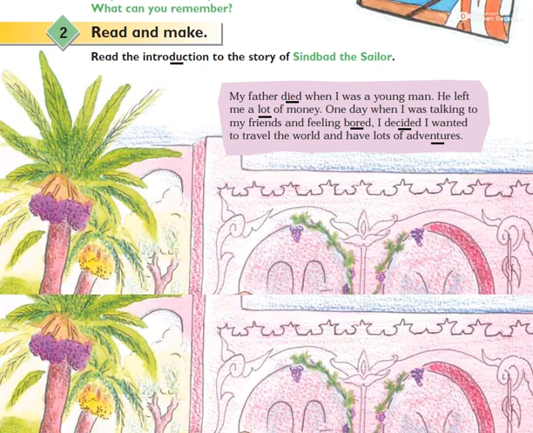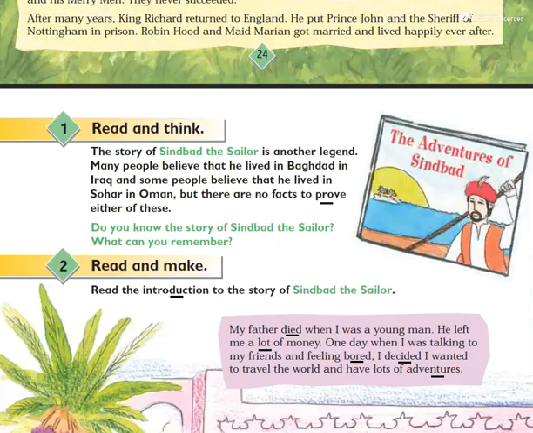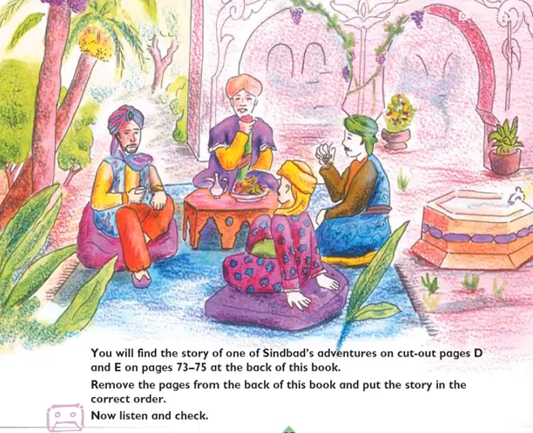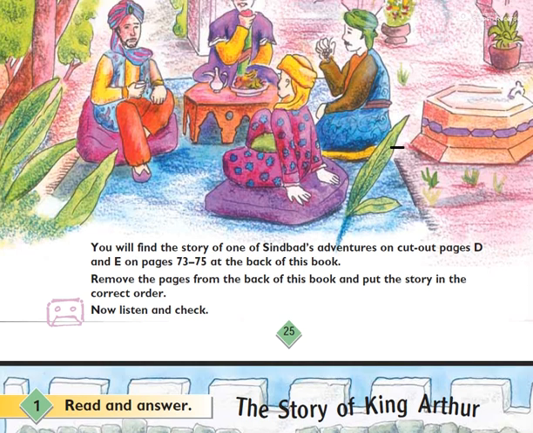But what is required now? If you look here, you will find the story of one of Sindbad's adventures on cutout pages D and E, on pages 73 to 75. Go to the end of this class book. I have another copy open here.